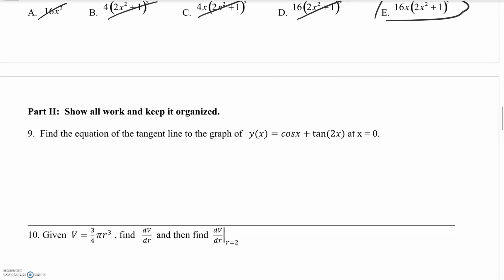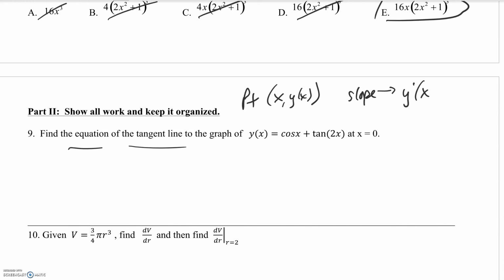Number 9, find the equation of the tangent line, not just the slope of the tangent. We want the equation of the tangent line to the graph of y equals cosine x plus tan 2x. Okay, so what we're going to need is a point, and that's going to be x comma y of x. And then we need the slope, which is going to come from y prime of x.